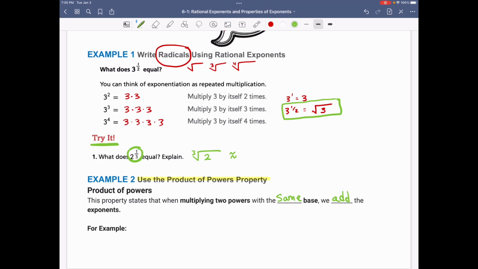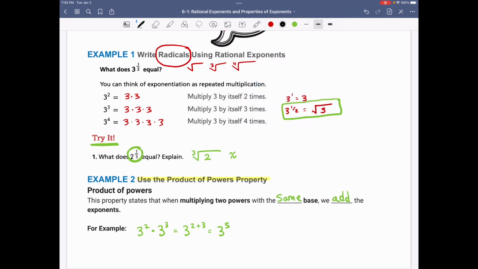We have 3 squared times 3 to the 3rd. Well, that would be 3 to the 2 plus 3. We would add the exponents. That's what it's saying. If they have the same base, the base is 3, we add the exponents. And this is going to serve us with our algebra.